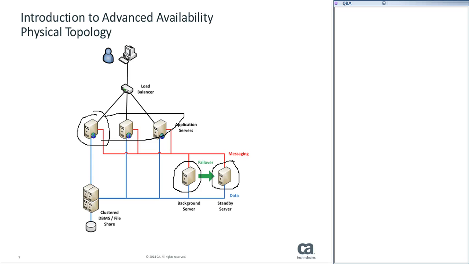And one thing you may notice here is application servers are actually connecting directly to the database. So we have lines here, here, here. They're all connecting directly to the database. So you're removing that single point of failure through the background server.